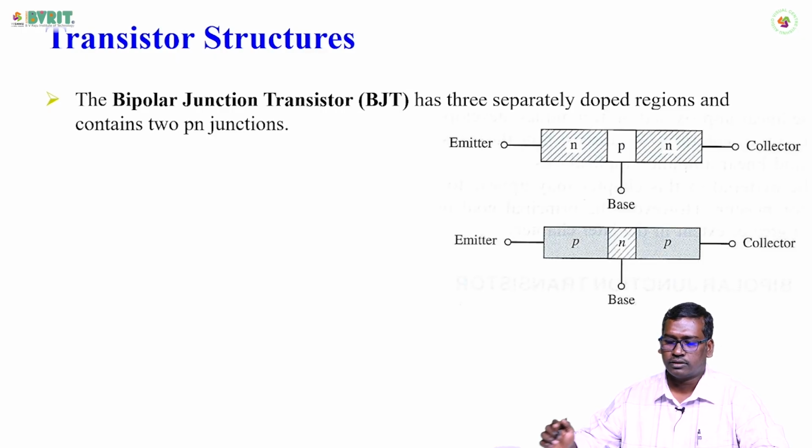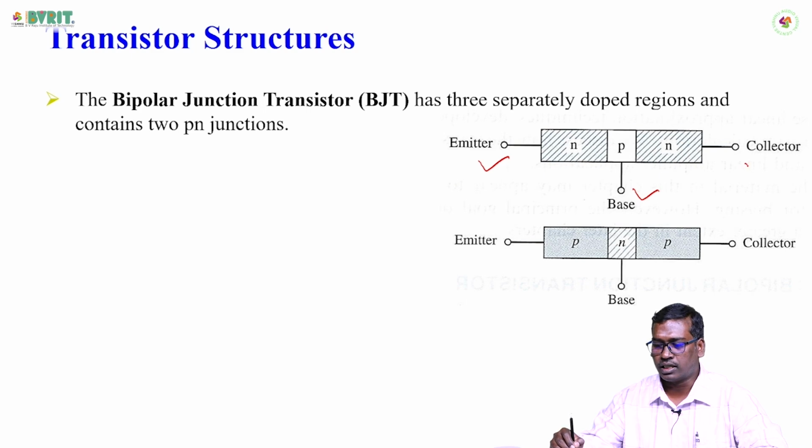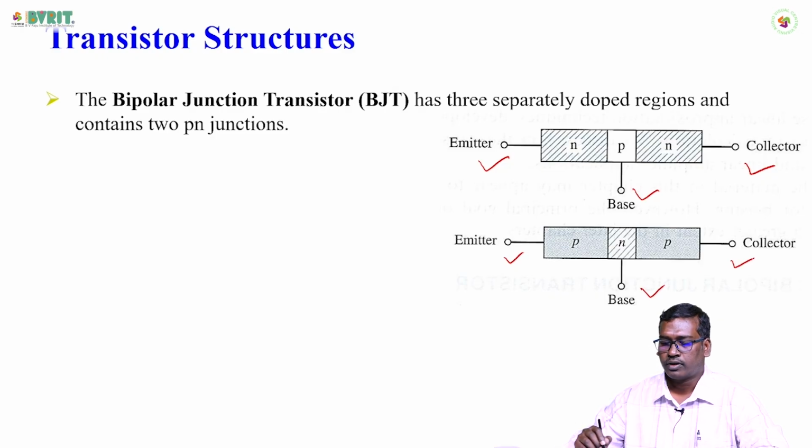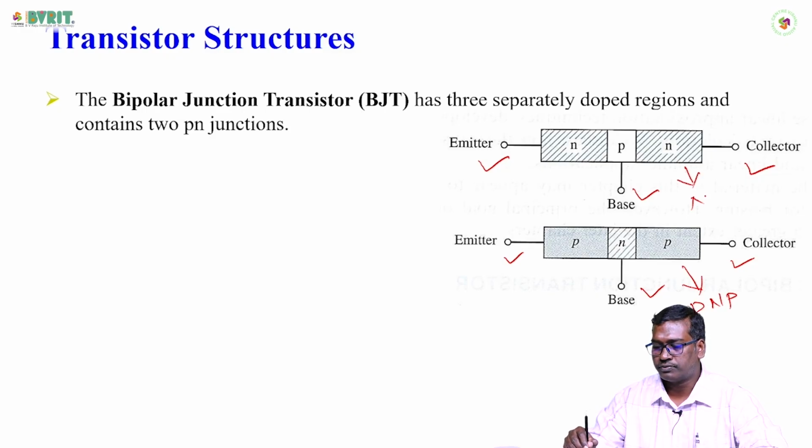Here you can see the emitter terminal, the base terminal, and the collector terminal. This is the PNP transistor, and this is the NPN transistor. There are two types of transistors: basically, NPN and PNP.